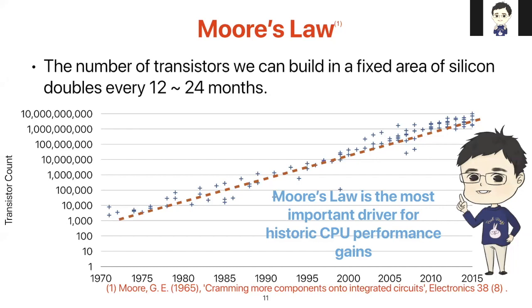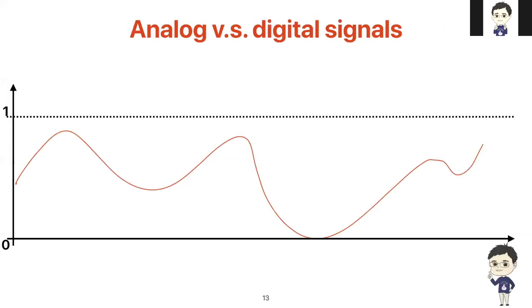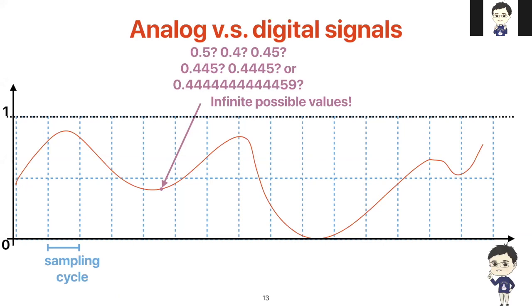And some people claim that Moore's law is dead, but that's actually not quite true. Because if you keep looking at the graph, even if I expand the graph to 2020, you will figure out that the transistor count still keeps increasing. However, it's more about the power consumption issue that hinders us from putting more transistors within the same area. So the first one, the cost of building systems with the same functionality is lower by using digital computers. That's correct. In the second part, we talk about analog signals and digital signals.